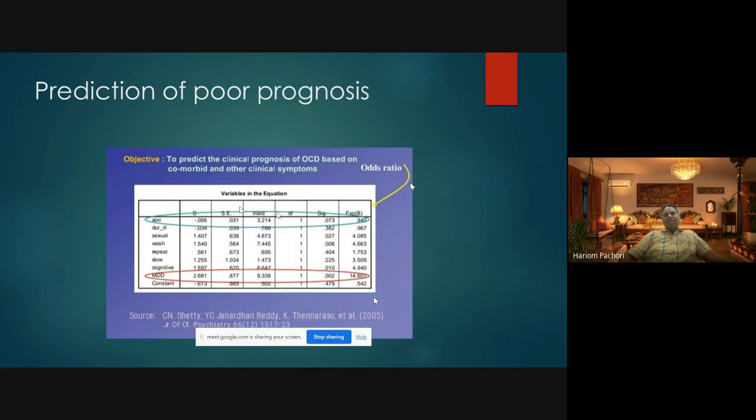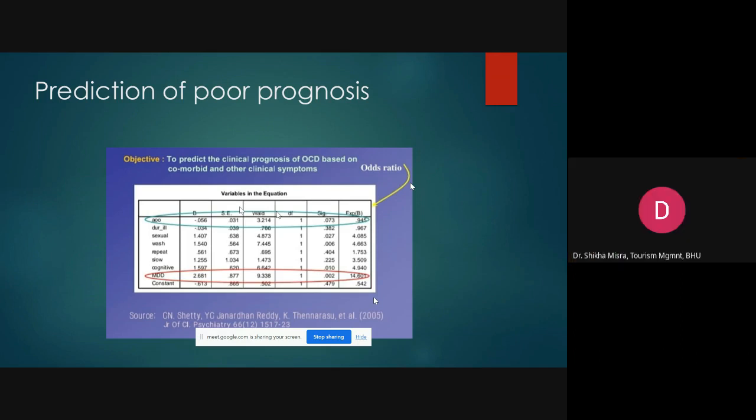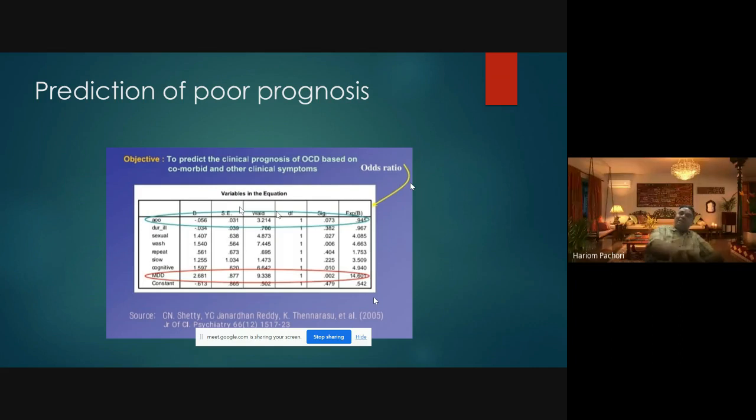Compared to the reference category, this group, MDD, has nearly 15 times the chance. Not percentage, 15 times. Okay, 15 times greater risk for poor prognosis. So how to interpret this, you need to understand.